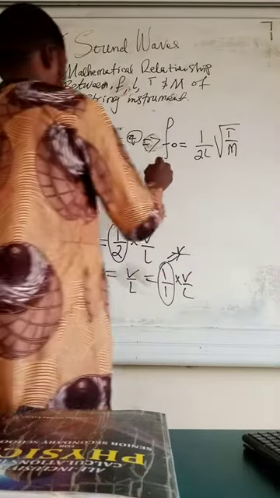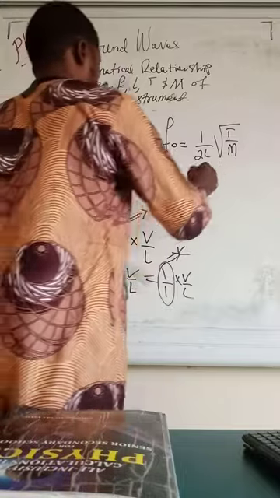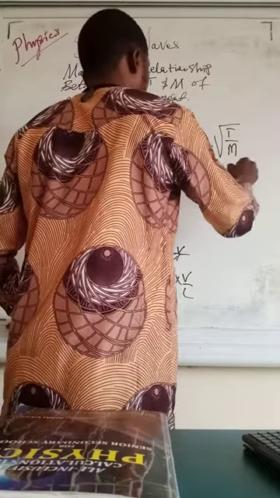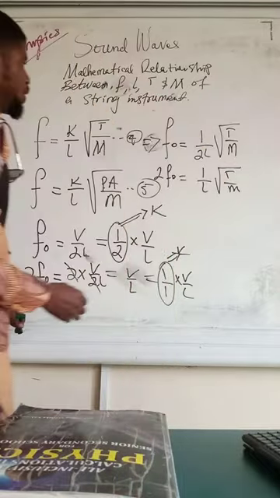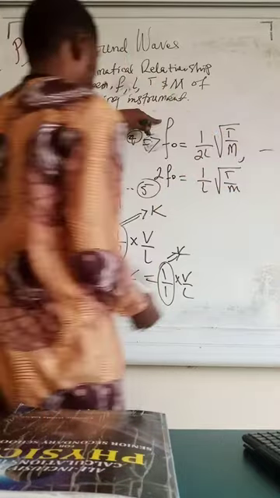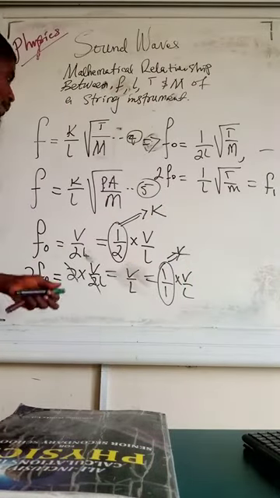So how do we write this? Your 2F naught is just 1 all over L, the root of T over mass. So this is the first harmonic, fundamental over 2. Second harmonic, first over 2. How about the third harmonic?